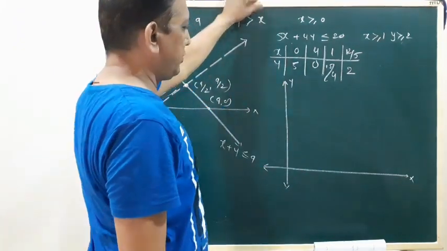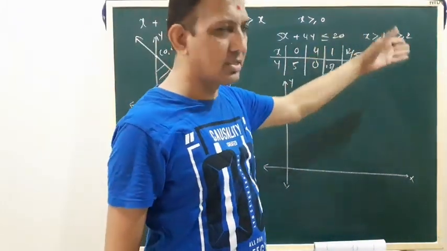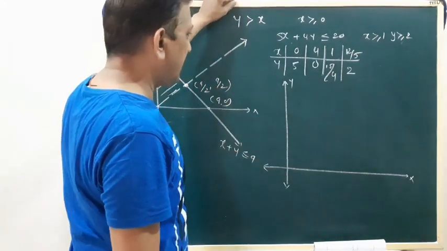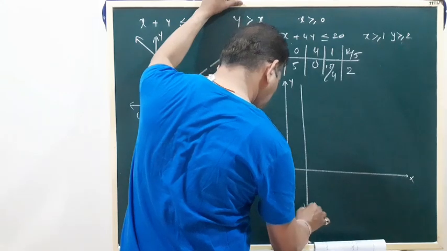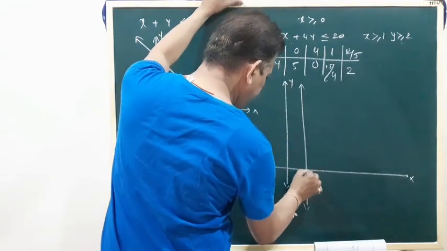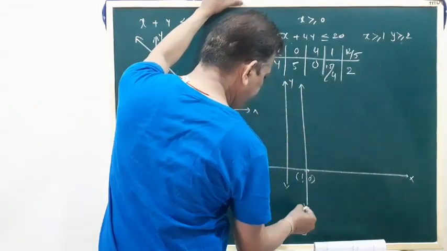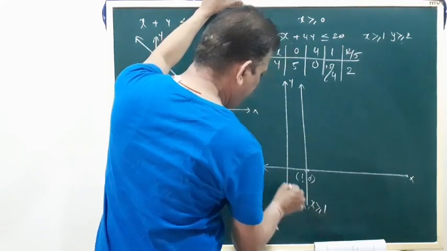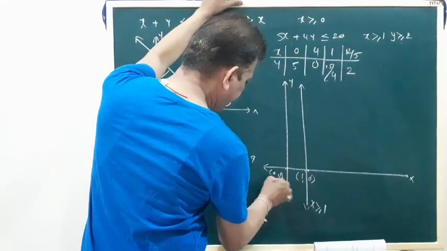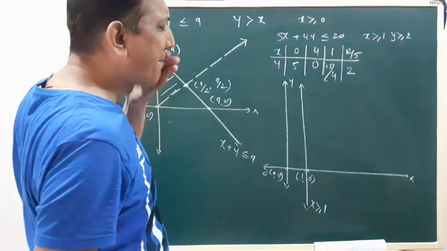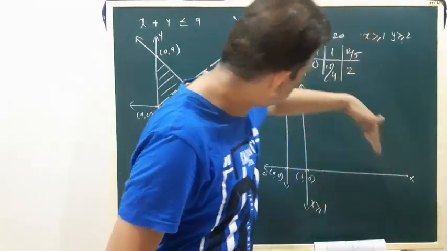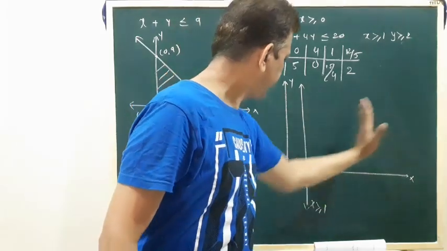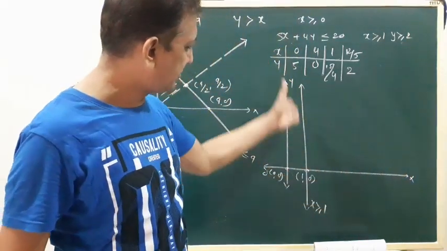We draw only the first quadrant because here the condition is x greater than or equal to 1. The vertical line through (1, 0). This is your origin. Now x is greater than or equal to 1, so the right side of this portion, the right side in the first and fourth quadrant. This line is x equal to 1.